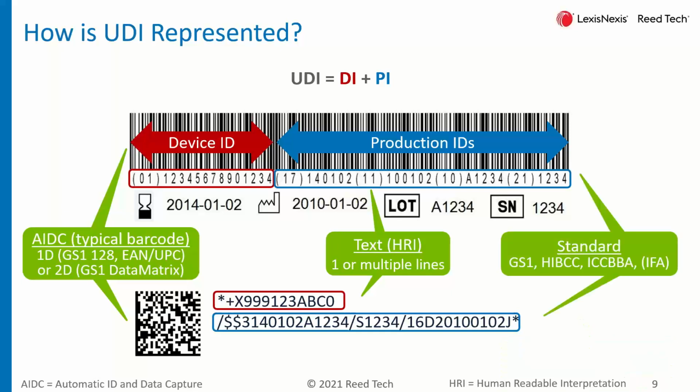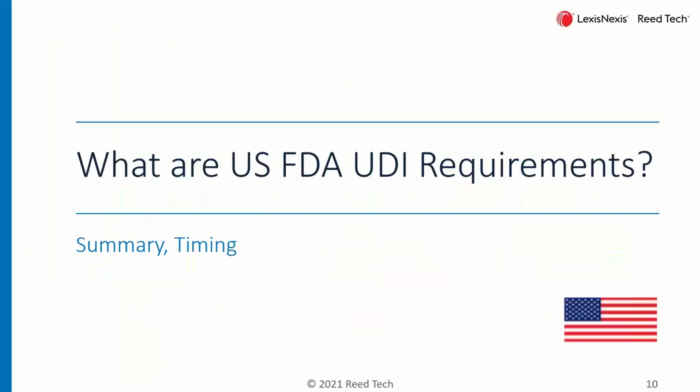And again, I had made mention of some standards. There's some alphabet soup here: GS1, HIBCC, and ICCBBA. Those are all referring to industry standards that the FDA has accepted. And by the way, when you go to Europe, there's a fourth one, IFA. So the learning continues. So, Angela, I think that's a quick background. Do we want to move on to the next layer?